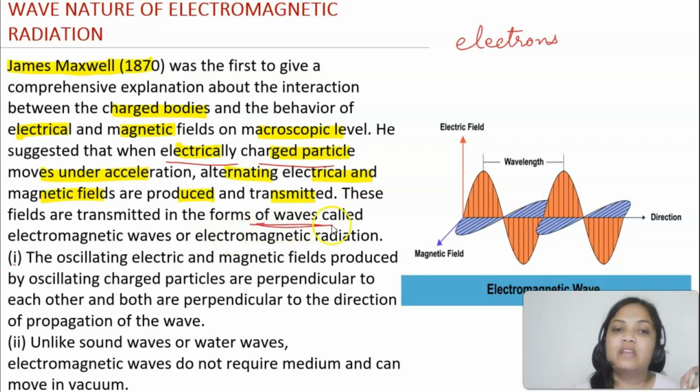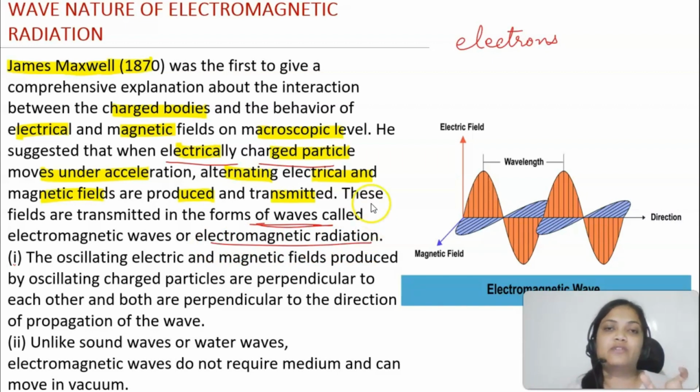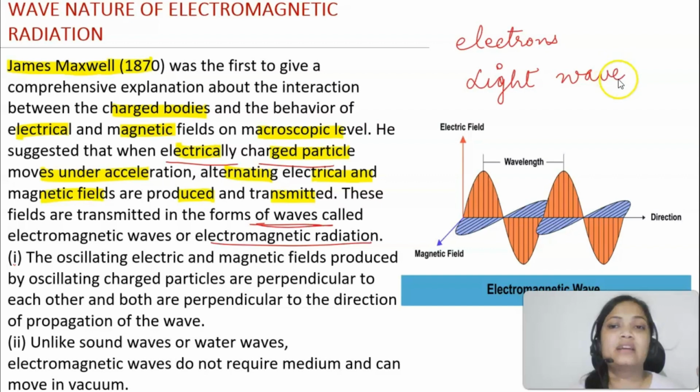So those waves are called electromagnetic radiations or electromagnetic waves. The name itself is self-explanatory. Electromagnetic means the one having electric and magnetic fields as well. Actually, Maxwell was the first one who suggested that light waves, or light, are also associated with oscillating electric and magnetic fields.